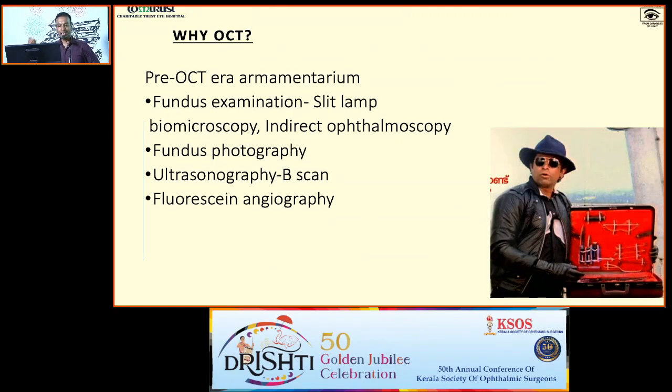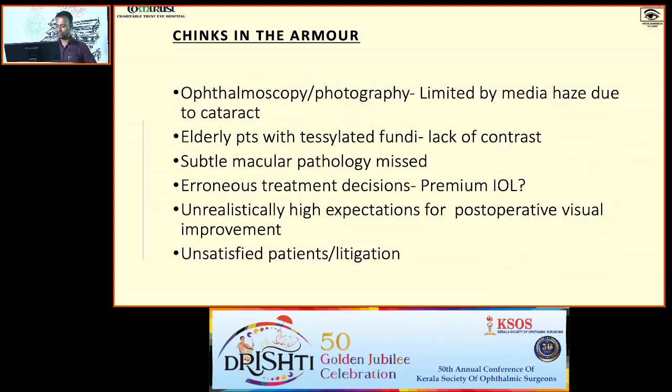So, in the pre-OCT era, the armamentarium of the cataract surgeon to diagnose retinal diseases and macular diseases consisted of fundus examination through slit lamp biomicroscopy and indirect ophthalmoscopy, fundus photography, and investigations like ultrasonography and fluorescein angiography. So these were relatively lacking, as you can see.